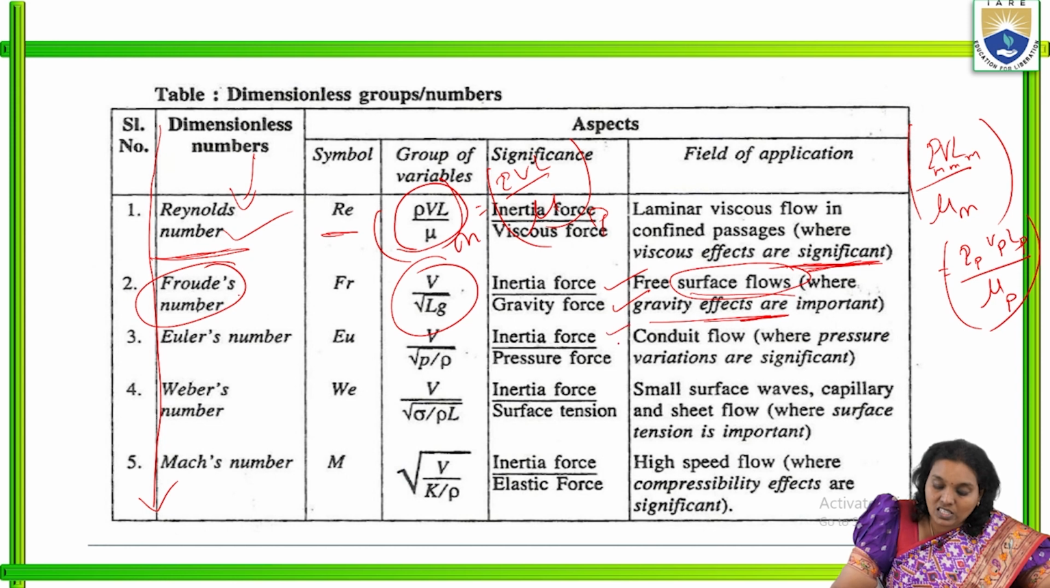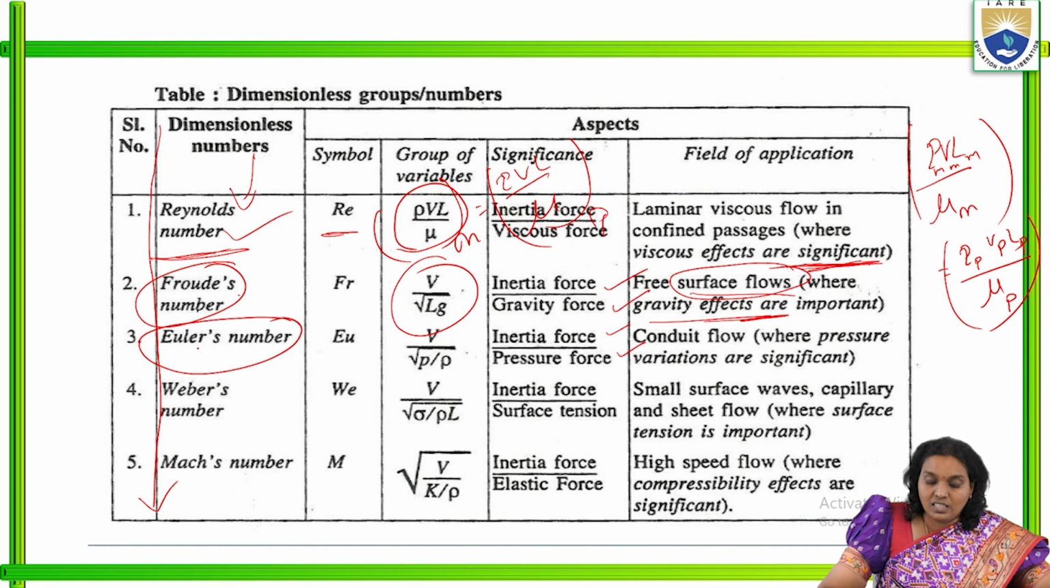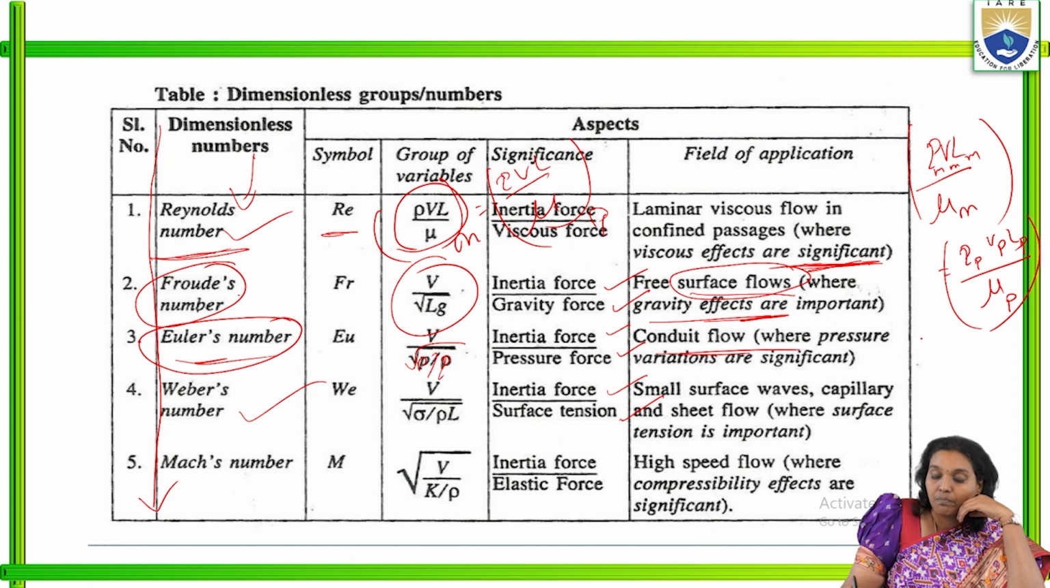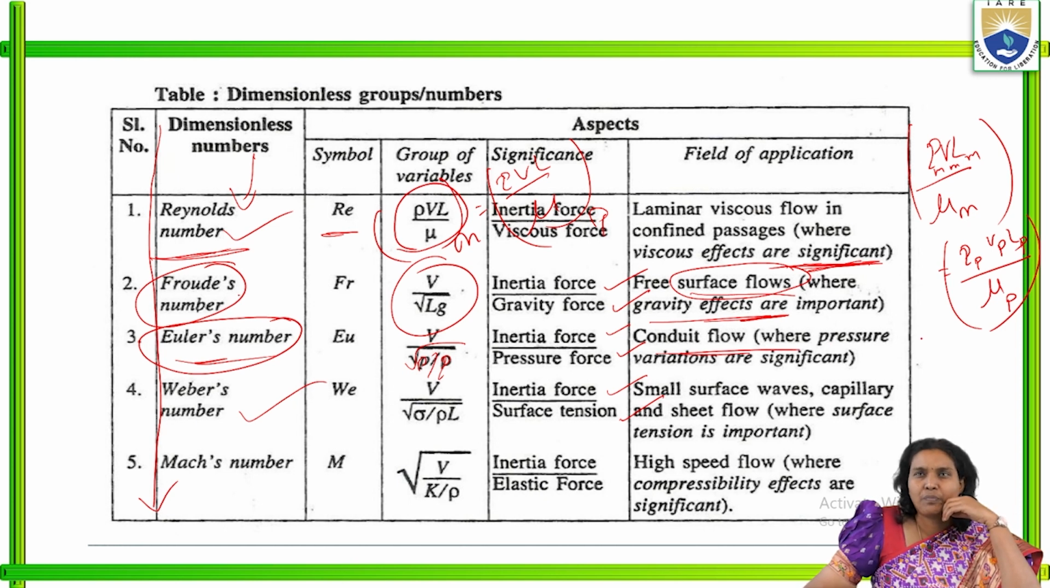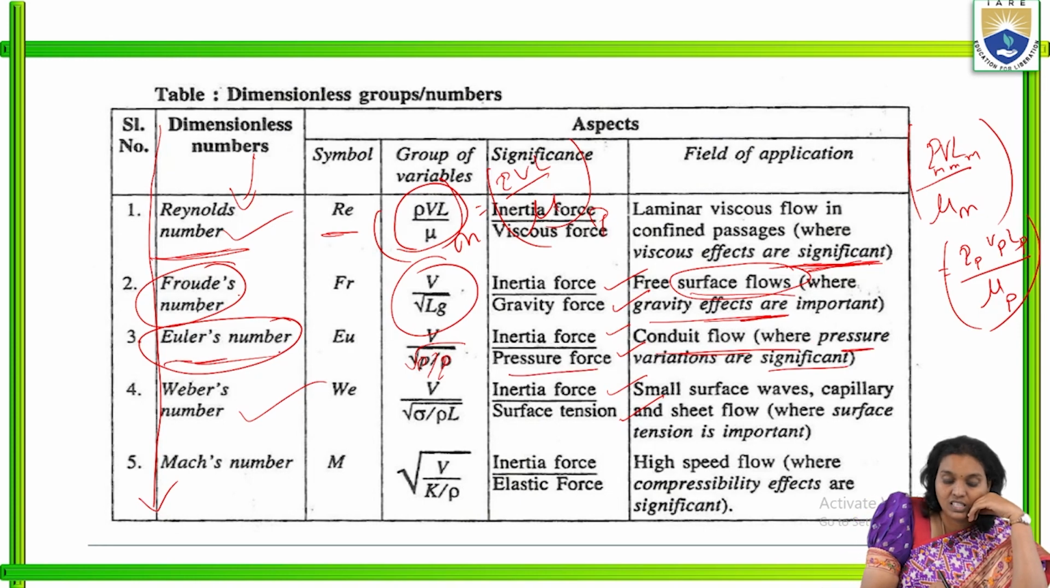The next one is inertia to pressure. Inertia to pressure is Euler's number. This is V by the root of P by rho. We use Euler's number for pipe flow and conduit flow where pressure variations are significant.